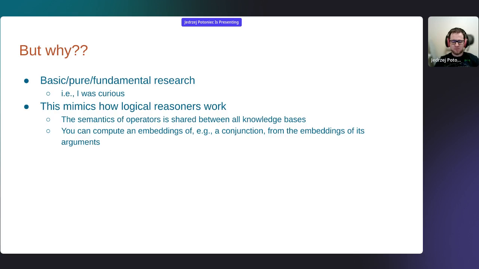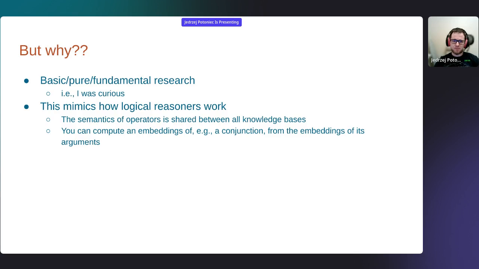So one could ask, if we already have this algorithm and it more or less works, why try to employ neural networks in it. So one thing for me was that I was very curious if it is possible to mimic logic in neural networks to this extent that the operators, the reasoning algorithm, are shared between multiple knowledge bases.